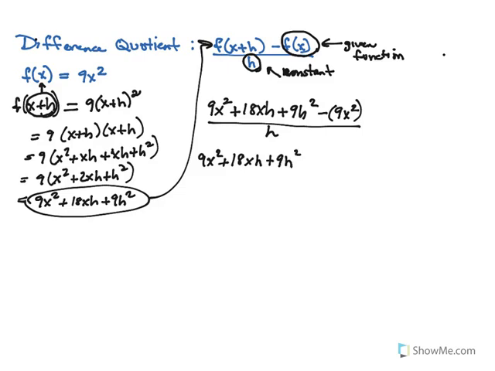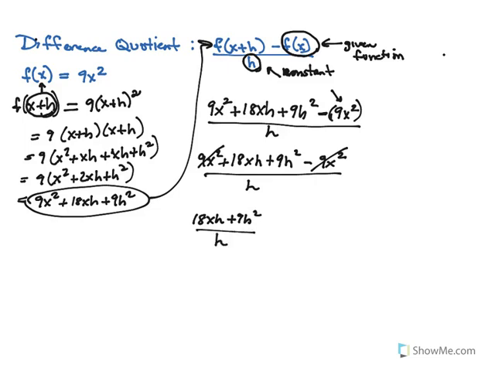You want to make sure that when you substitute in your f of x, you put it in parentheses and then distribute that negative through. Now when you're doing the difference quotient, there is something very specific that should happen. Any term that does not contain an h should cancel out. 9x squared minus 9x squared, they cancel each other out. We're left with 18xh plus 9h squared over h.